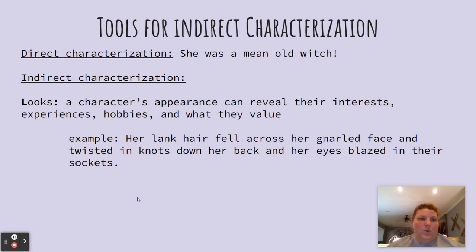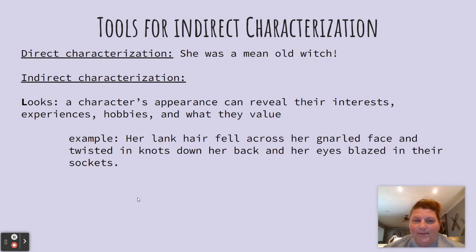And last, the way the character looks. The character's appearance can reveal their interests, experiences, hobbies, and what they value. An example is: her lank hair fell across her gnarled face and twisted in knots down her back, and her eyes blazed in their sockets. So that tells us that she is like a scary looking old lady. Again, telling us that she's a mean old witch without telling us that she's a mean old witch.